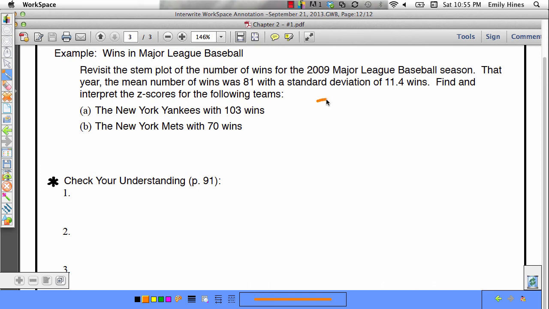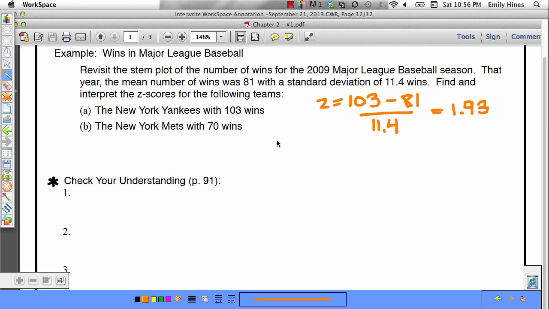So, to find what it is, 103 minus the mean divided by 11.4, and that gives me a z-score of 1.93, meaning they were 1.93 standard deviations above the mean number of wins that year.